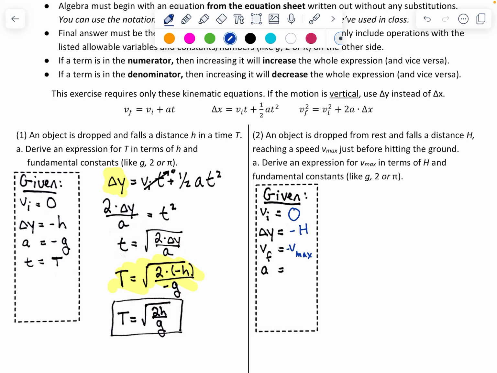Well, it is negative. Derive an expression for v max in terms of h. Okay, so the acceleration in free fall is negative g. We do not have time, and we're not looking for time, so we're going to use the equation that doesn't have time in it. That's vf squared equals vi squared plus 2a times delta y. So vi is 0, and we're trying to isolate v max. Oh, we're pretty much already there. So now I'm just going to take the square root of both sides.